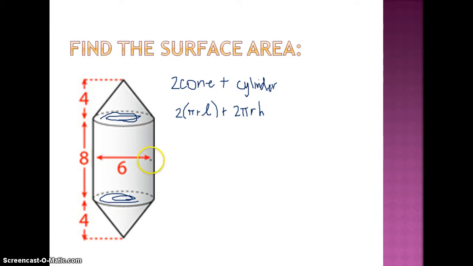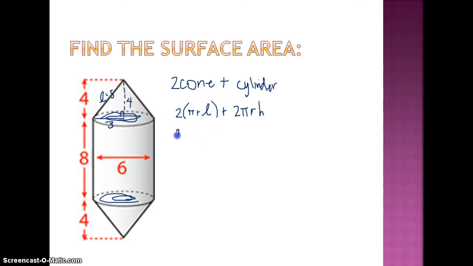So we know our radius has got to be 3, half of this diameter 6, and we need to know the slant height. Now we know that the height of this cone is 4, and that's going to make a right angle, and we know that our radius is 3. So you've got a right triangle with 3 and 4 as the legs, and we need to find our hypotenuse for our slant height. And 3 and 4 are part of our Pythagorean triple, 3, 4, 5. So that means our slant height has to be 5.